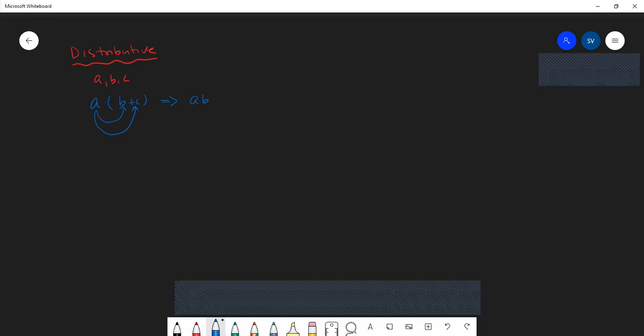Then don't forget to put the sign in between these two numbers. That means the sign in between those two numbers is plus. So you have to put that sign here to connect the products. So A times B plus A times C is AC. So your answer is AB plus AC.